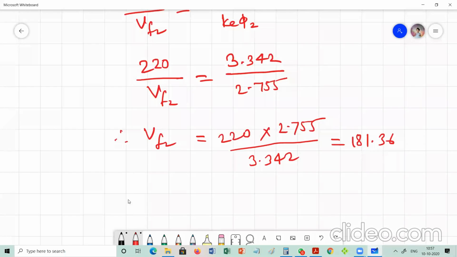181.36. In the chat box, Bhagyesh says the rate is 181.36. So now we have calculated Vf2.